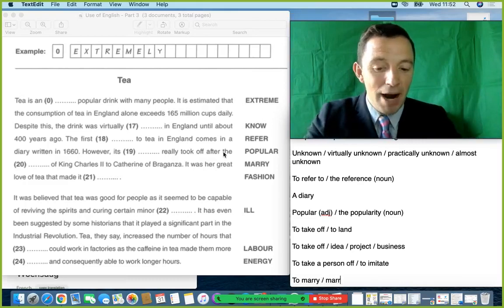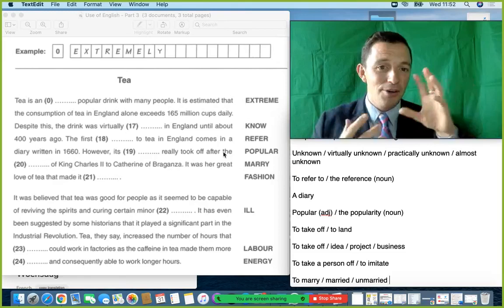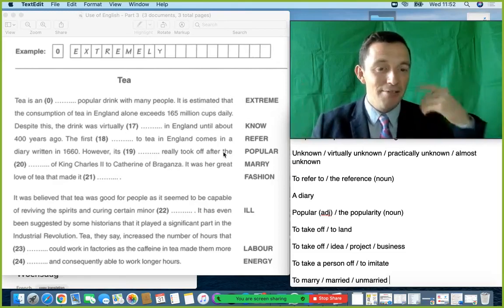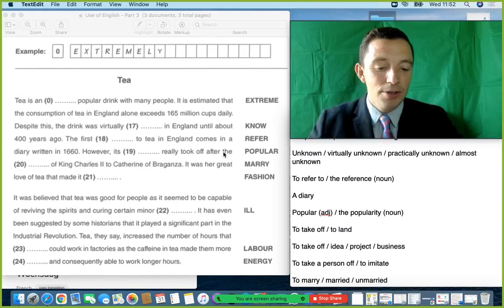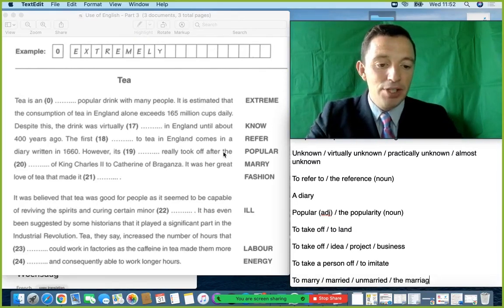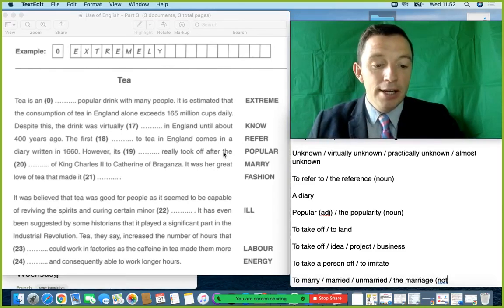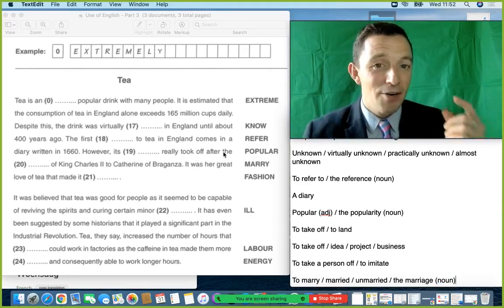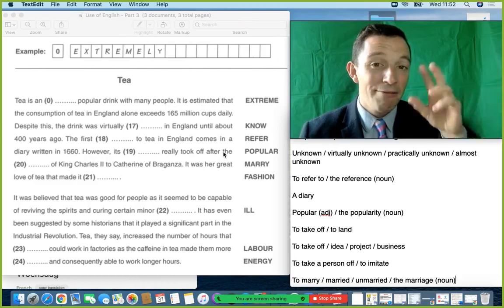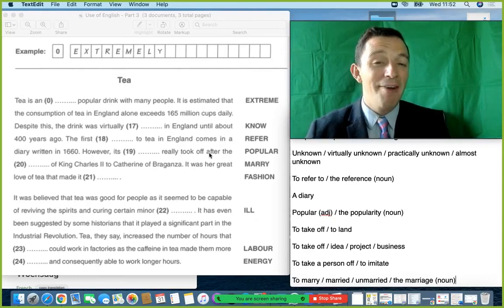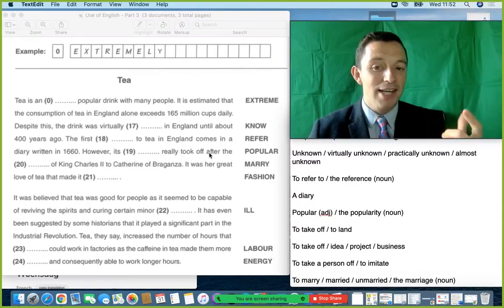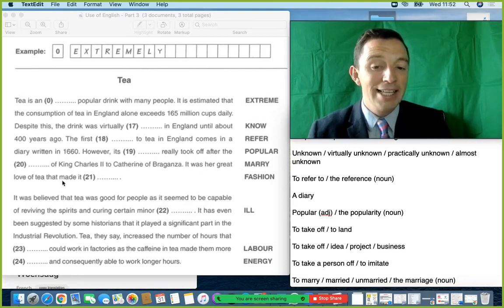The adjective is married, or you could be unmarried in the negative if you're single or unmarried or married. Adjective, adjective, adjective. And the noun is marriage. Okay, so marriage is the noun, and that's the family. So this is a very good exercise in relation to the family of words and the different forms and the different suffixes. Okay, so it really took off after the marriage of King Charles II and Catherine of Braganza. It was her great love of tea that made it.